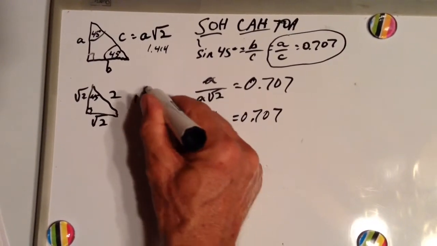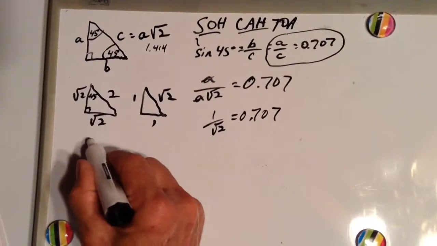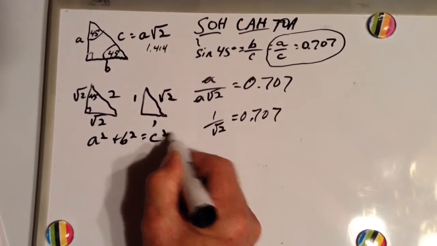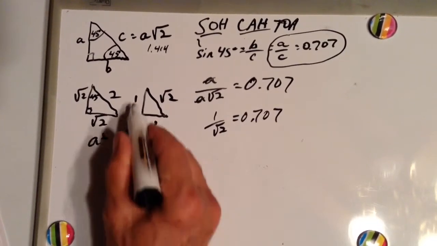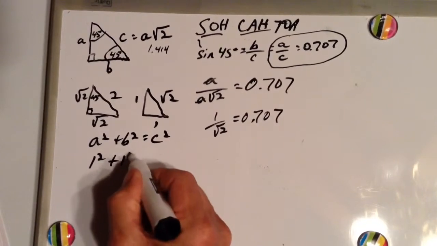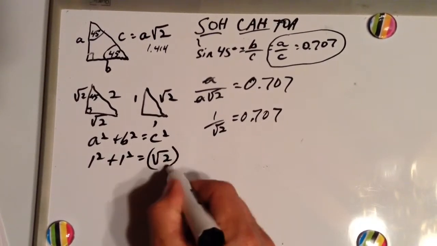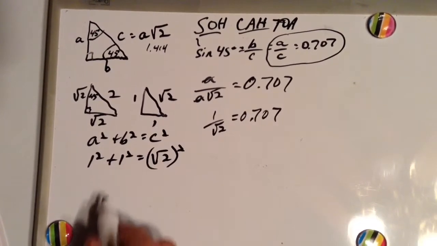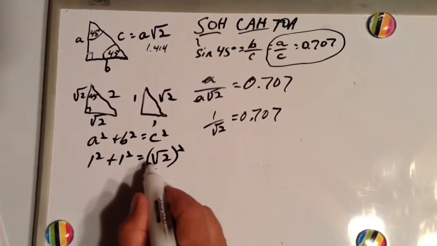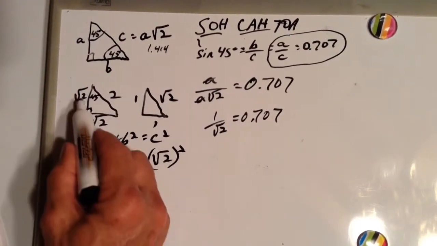1, 1, square root of 2. Okay, Pythagoras' theorem is a squared plus b squared equals c squared. So, we'll call this side A, 1 squared plus 1 squared equals square root of 2 squared. Is this true? 1 squared is 1. 1 squared is 1. 1 plus 1 is 2. Square root of 2 squared is 2. Indeed, it's true.